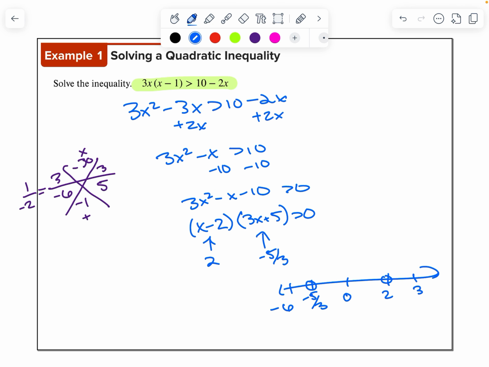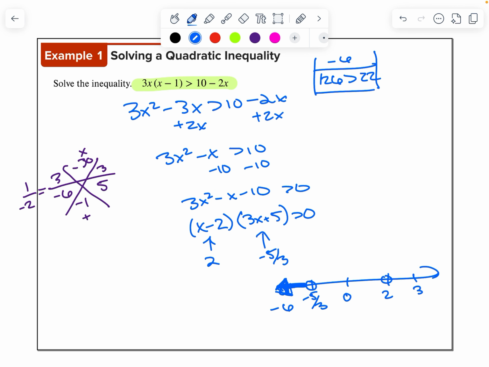So for example, I could sub in -6. I'm going to type in my calculator 3 times -6 times -6 minus 1. And for -6, I get 126 is greater than 10 minus 2 times -6, which is 22. Is that a true statement? Yes, it is a true statement. And so -6 gives me a true statement. I can shade towards -6.